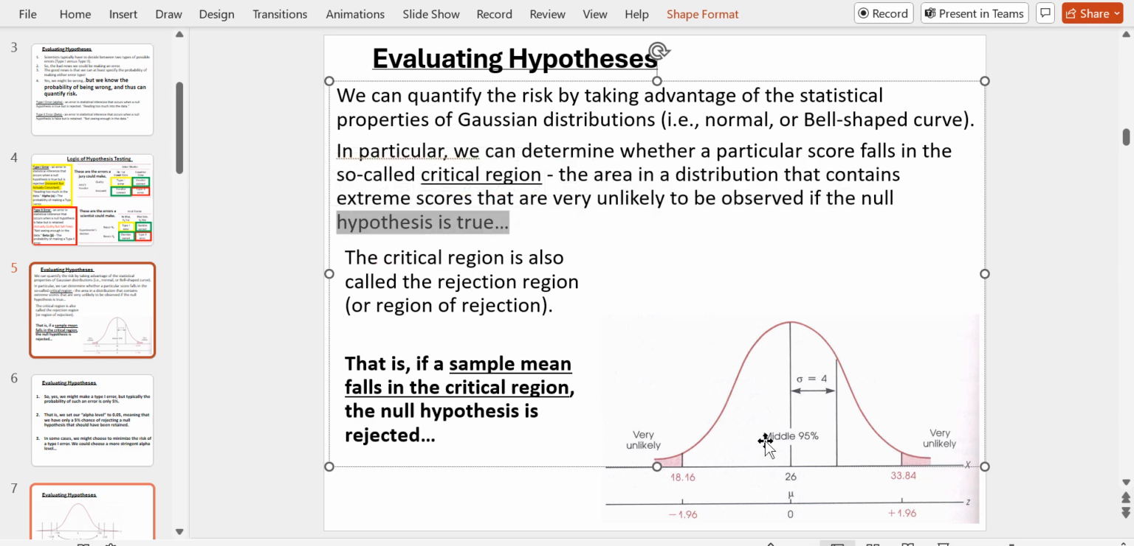That's why we take these extreme scores, because at random, these would be very unlikely if the null hypothesis was true. And remember, that's what statistics is about. You've got to deviate away from the null if you're going to get anything done. The critical region is also called the rejection region. That is, if a sample mean falls in the critical region, the null hypothesis is rejected.